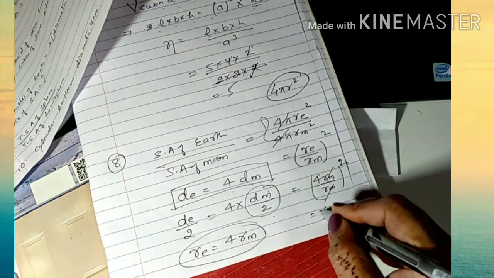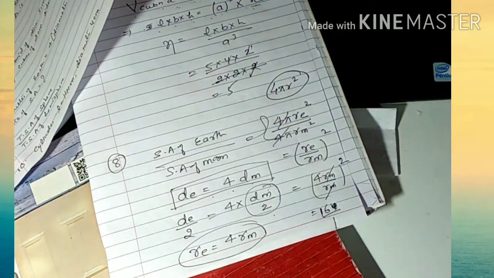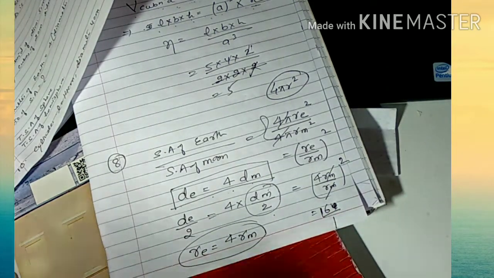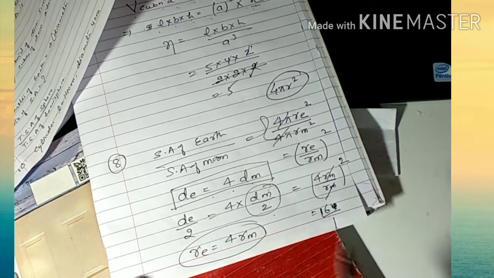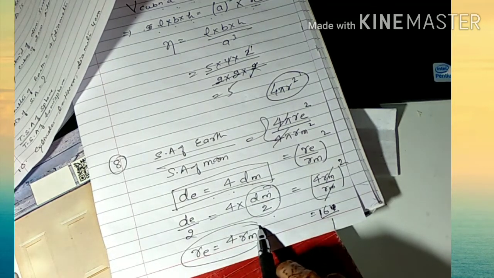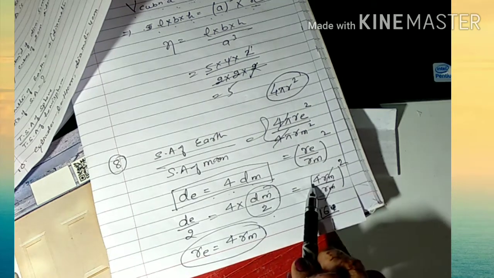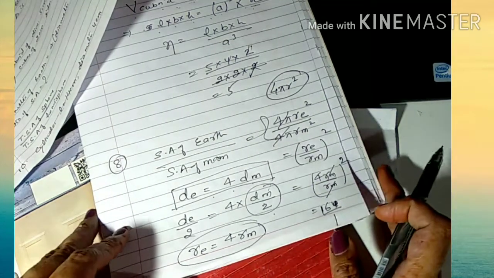4 square is 16. 16 ratio 1. 4 ka square kar rahe hain na? So it will be 16. So what will be our answer? It will be 16 ratio 1. How to solve the problem in less time? Hai na? This you have to see.